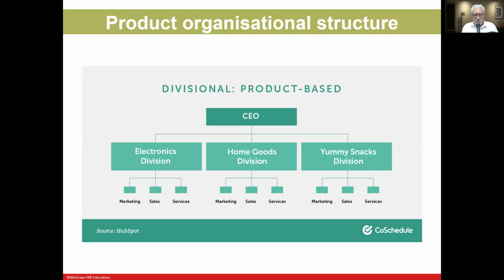So this is a divisional structure based on product, where you will have an electronics division which has multiple products in it, and a home goods section with multiple products in it, and a snacks division with multiple products in it. Again, just an illustration of the way we divide things up, and you can pause and freeze this lesson as often as you want to ensure that you understand this.